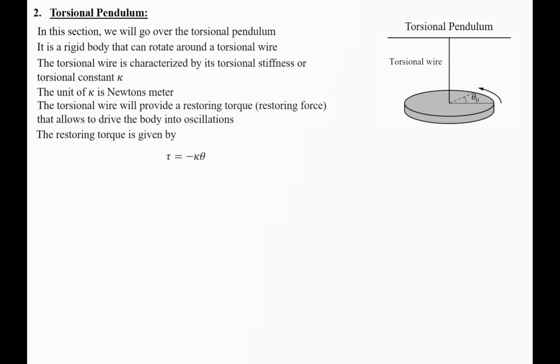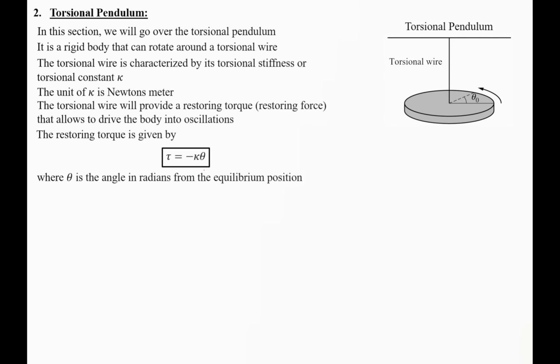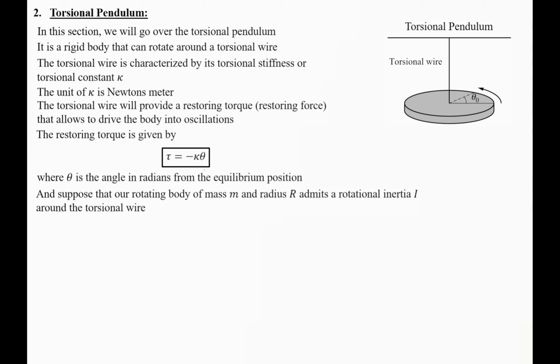The restoring torque is given by torque equals minus kappa multiplied by theta, which is basically an analogy with Hooke's law. Hooke's law is given by Fs equals minus kx, so k is promoted to kappa, the position is promoted to theta, the angular position, where theta is the angle in radians from the equilibrium position. Suppose that our rotating body of mass m and radius r admits a rotational inertia I around the torsional wire.